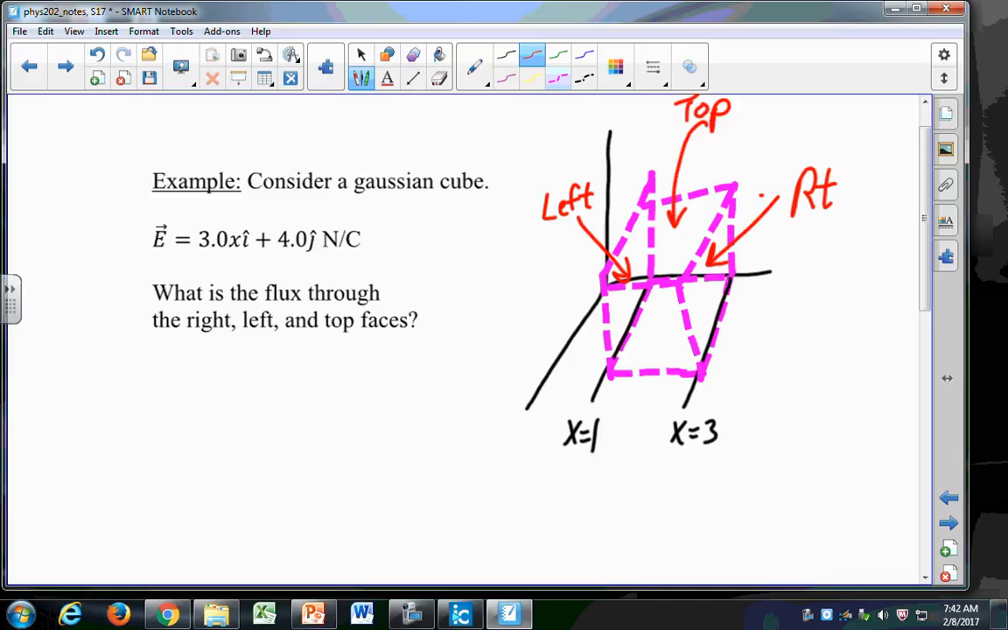And of course, for Gauss's law, you need to know all the flux, but just for this activity, we just want to figure out through these three faces. And then you could extend it to the other six faces to figure out what the flux is.